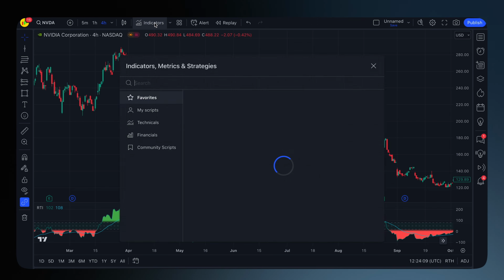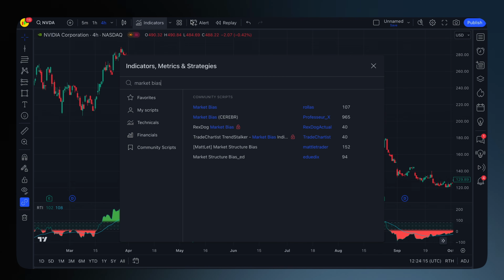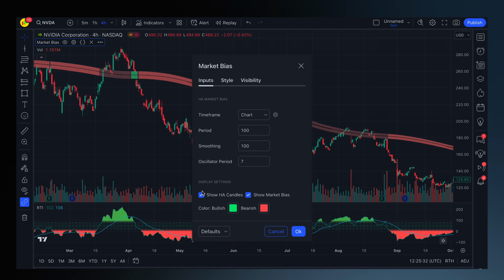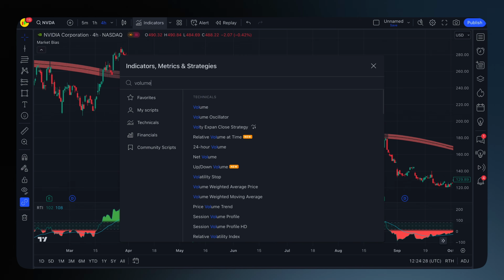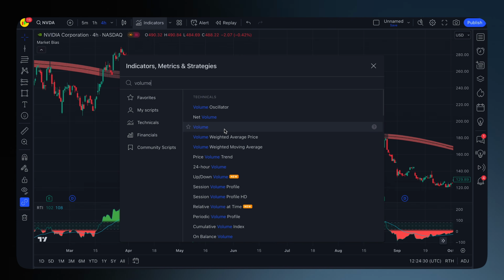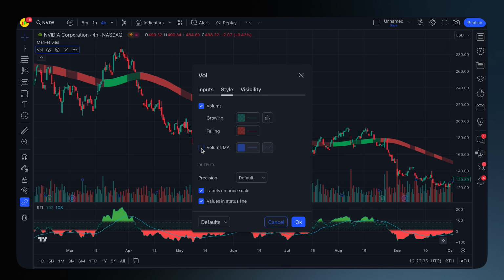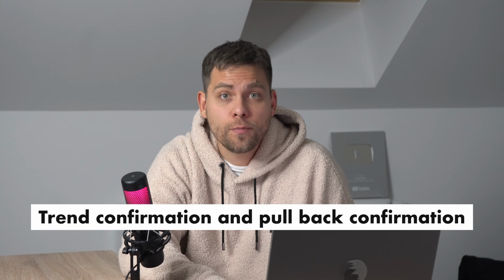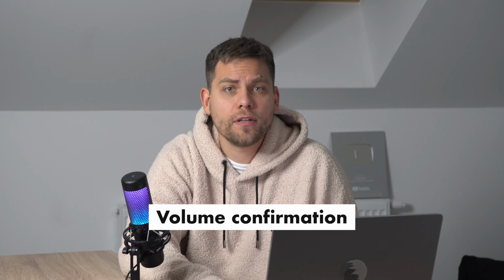To do confirmation, we can search in the indicators window for Market Bias, which is made by Professor X. After we add it to the chart, we need to disable Heikin Ashi smoothness and then adjust the smoothing to 10. The second indicator is Volume, which is made by TradingView. After we add it to the chart, we need to enable the volume moving average. Market Bias is used for trend confirmation and pullback confirmation, and the volume indicator is used for volume confirmation.